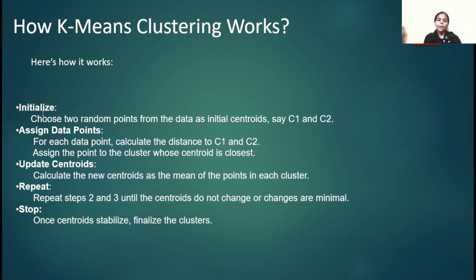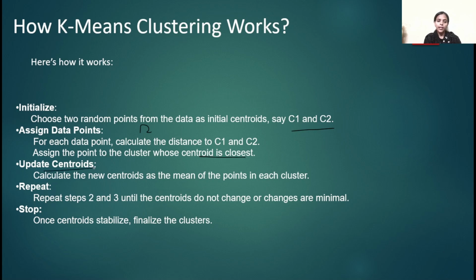First we have to initialize. The first step is initialize, where we choose two random points from the data, which are our initial centroids, let's say C1 and C2. Then we have to assign data points, for which we calculate each data point's distance from centroid C1 and C2. Now assign the point to the cluster whose centroid is closest.